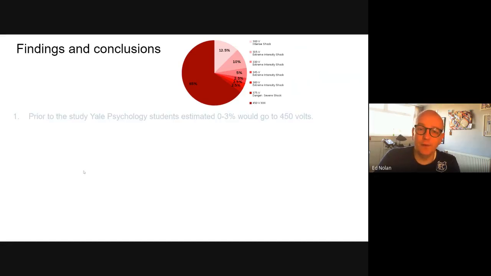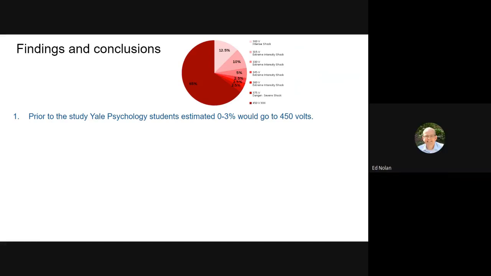First of all, Yale psychology students and some postgraduate students were asked how many do you think would go up to 450 volts? They said 0 to 3%.